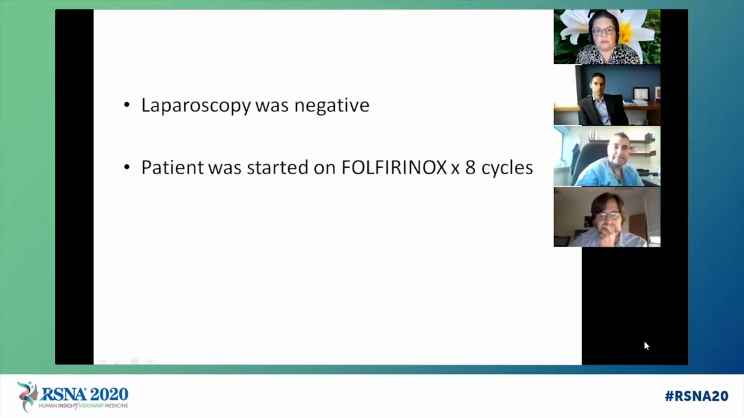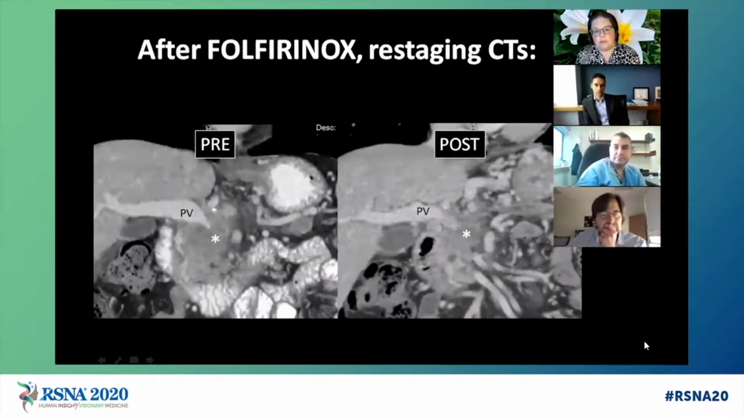Okay, great. So a laparoscopy was performed. It was negative, and then the patient was started on FOLFIRINOX, just like the last case, and ultimately got 8 cycles. And then after FOLFIRINOX, this is the imaging. Dr. Bear, if you don't mind just taking a quick look and letting us know.